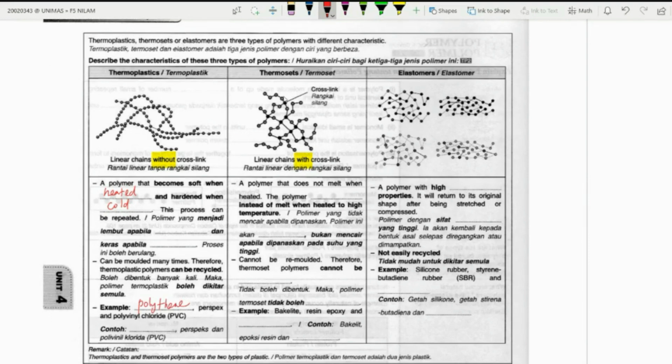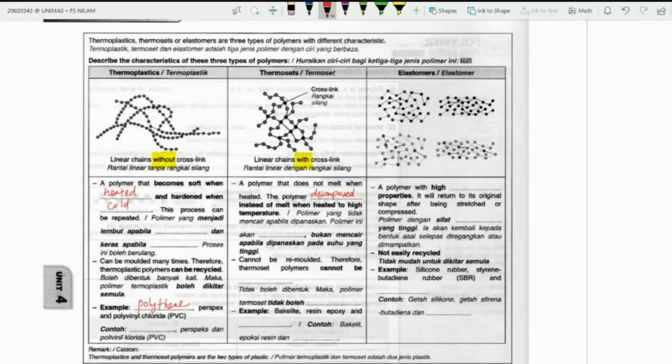How about thermoset? Thermoset is a polymer that does not melt when heated. The polymer will decompose instead of melting when heated to high temperature, meaning it changes to another substance. Once it decomposes, it changes to another compound already.